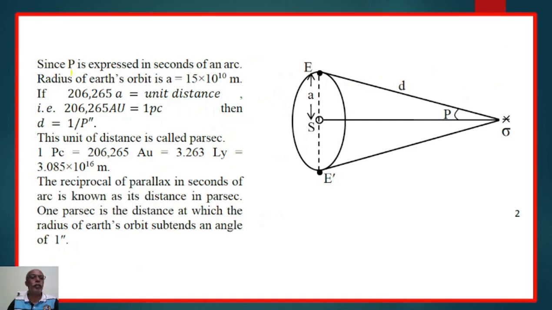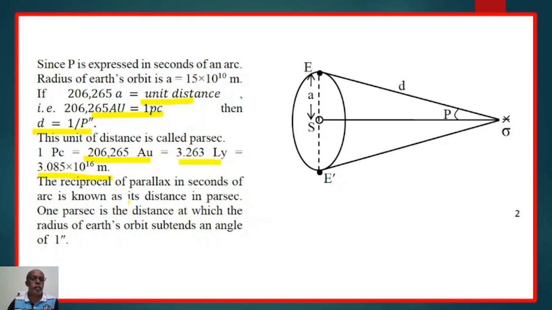Now therefore, since P is expressed in seconds of an arc, radius of Earth's orbit is 15 into 10 power 10 meter, and if 206,265 A is taken as unit distance, that is 1 AU, or 206,265 A is taken as unit distance, that is 1 PC, then D becomes equal to 1 by P. The unit of distance is called parsec, and we know that 1 PC is 206,265 astronomical unit, or 3.263 light year, or simply 3.085 into 10 power 16 meter, or 3.085 into 10 power 13 kilometer.